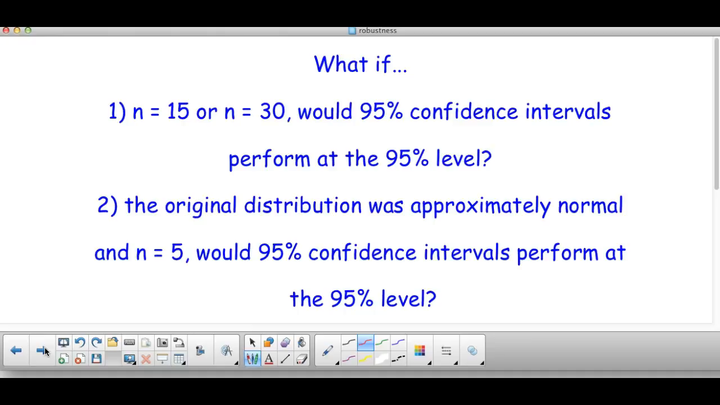These are some things that you can think about over the next day or two, and perhaps you might even want to use Fathom to investigate these questions.